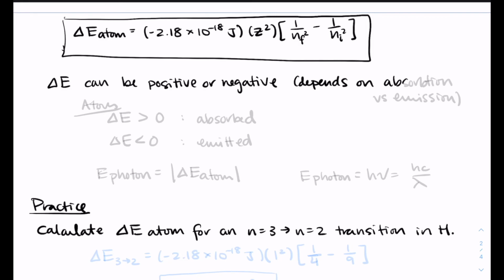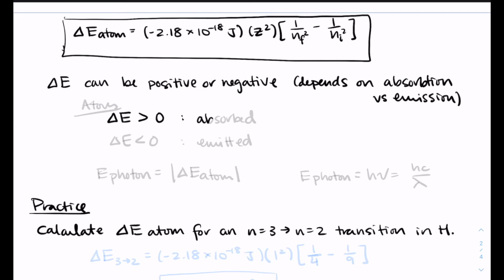So if the atom absorbed a photon, the change in energy will be positive. So absorbing a photon, electron jumps up, delta E is positive. Delta E will be negative if something is emitted. So electron jumps down, photon emitted, delta E for the atom is negative because it's decreasing in energy.